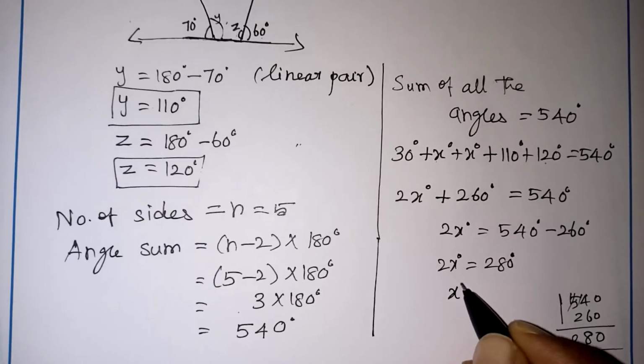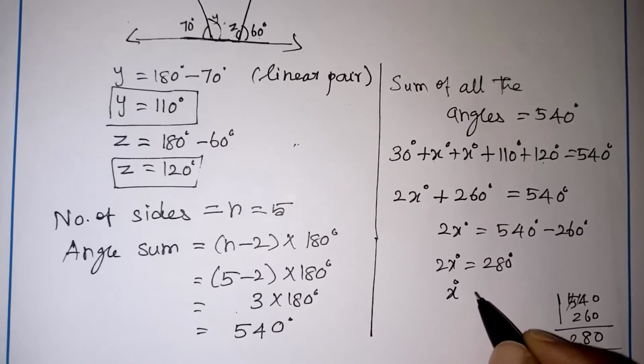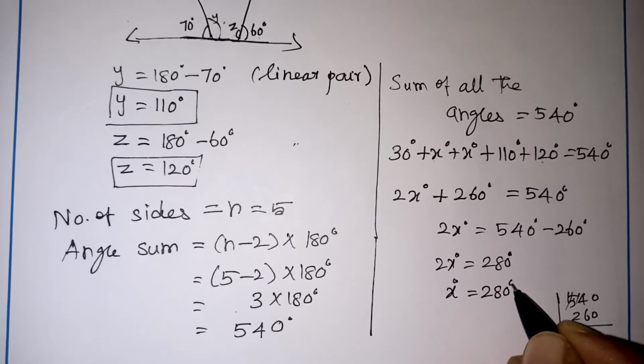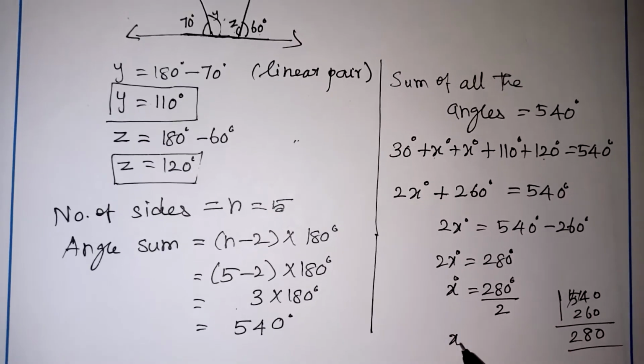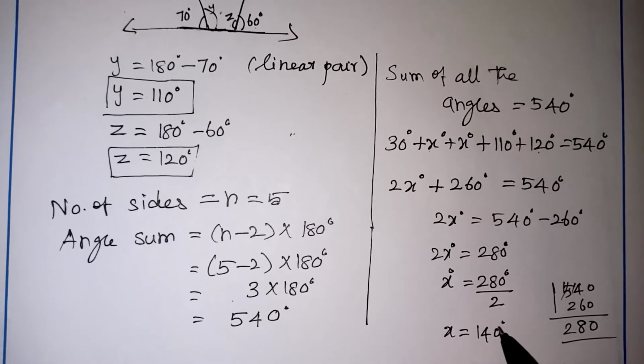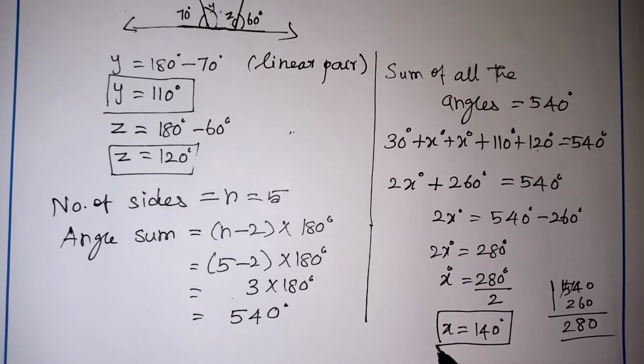I want to get only the x value. So the multiplication by 2 is going to that side, that will become division. 280 by 2, so x is equal to 140 degrees. So that is your x value. The exact x value is 140 degrees.